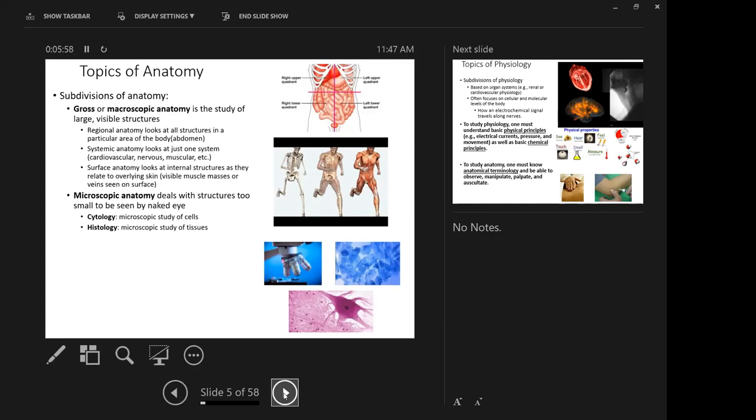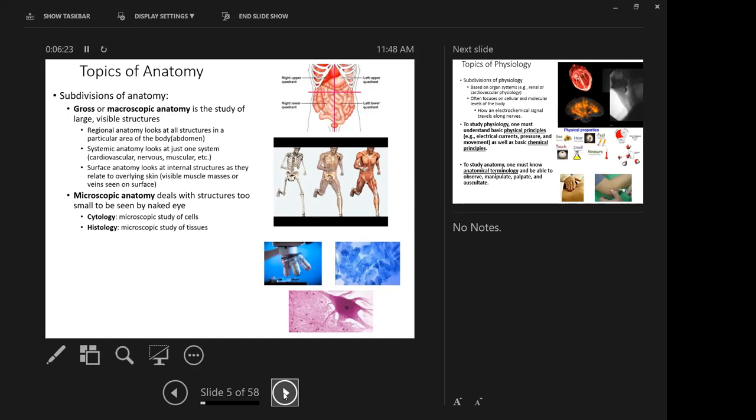Later in AP1, we'll look at brains and eyeballs from sheep, which are very similar in structure. The brain of a sheep is about half the size of a human brain. Sheep eyeballs are about the same size. We'll look at them from the outside, and we'll open them up. That's still macroscopic anatomy. It's gross anatomy.